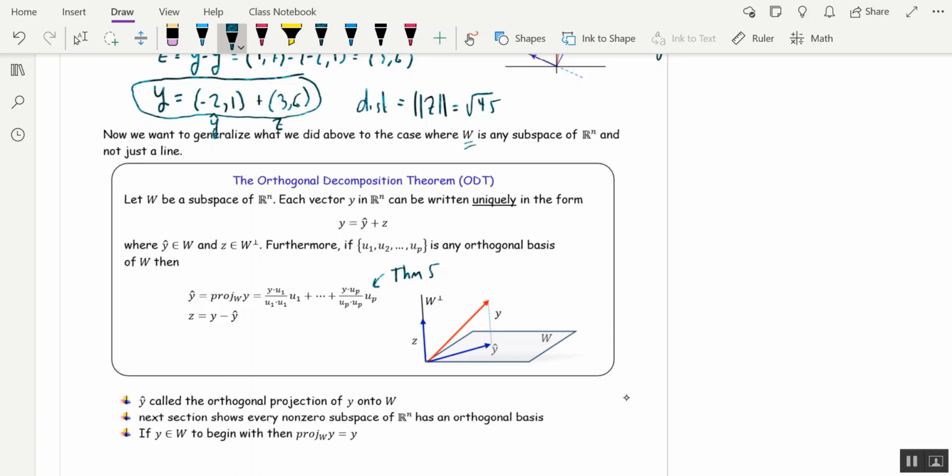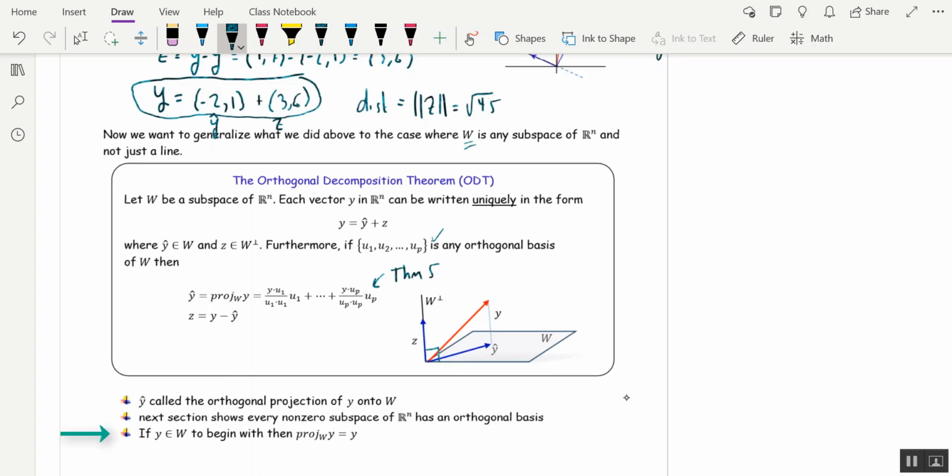And just a couple of comments here. I've got a picture. I'm showing W as a plane, and y. The projection of y onto W lives in W, so that's y hat. And then z is over here. Z is in W perp, so that'll be perpendicular to y hat. Y hat is called the orthogonal projection of y onto W. In the next section, Gram-Schmidt, we show that every non-zero subspace has an orthogonal basis, so it's not too much to ask that you have one.